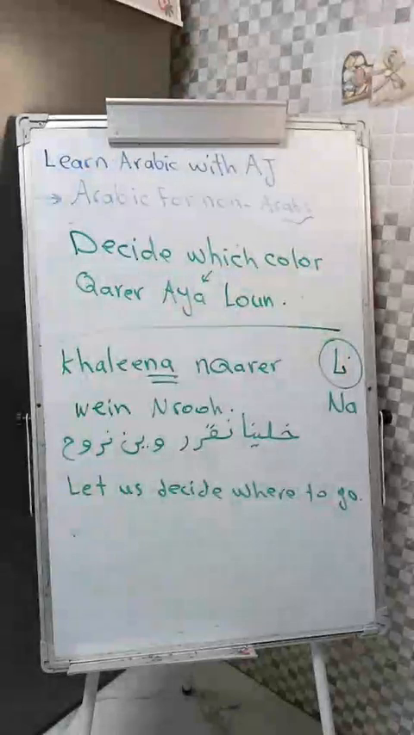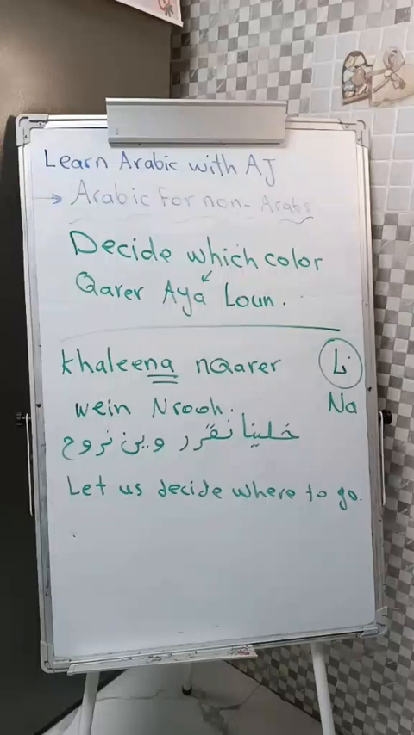I think we are done with decisions. What about the word decisions? Decisions mean قرارات. قرارات means decisions, like plural. Okay? So we say قرارات.